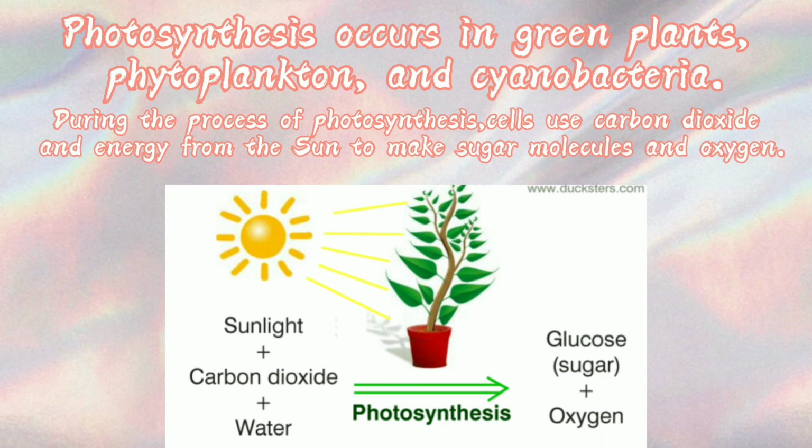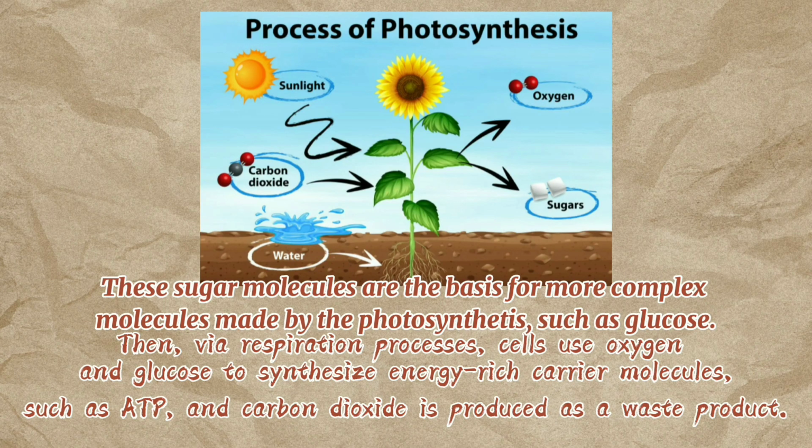Photosynthesis occurs in green plants, phytoplankton, and cyanobacteria. During the process of photosynthesis, cells use carbon dioxide and energy from the sun to make sugar molecules and oxygen. These sugar molecules are the basis for more complex molecules made by photosynthesis, such as glucose. Then via respiration processes, cells use oxygen and glucose to synthesize energy-rich carrier molecules such as ATP, and carbon dioxide is produced as a waste product.